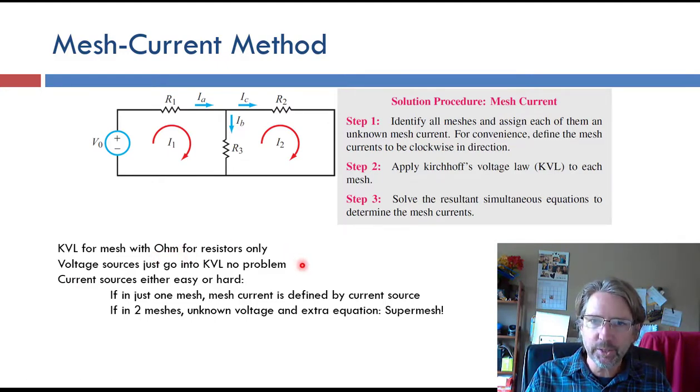And then in the mesh current method, you'll see that voltage sources, because they're in a loop and they have a known voltage, are no problem. Current sources we'll see either make our life easier because they define one of the mesh currents, or harder because we have to do a super mesh.